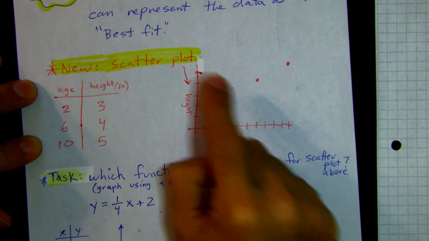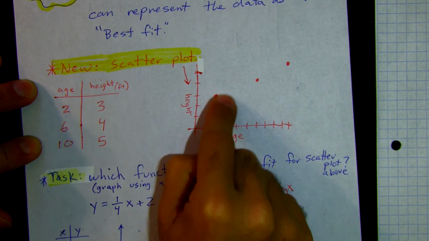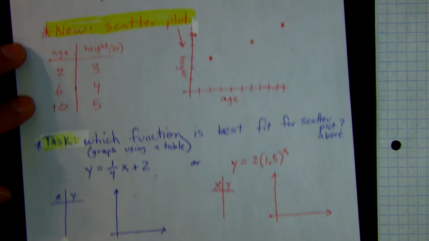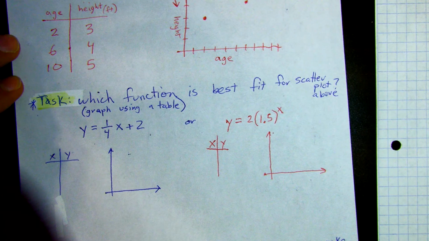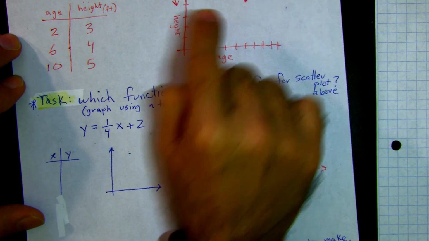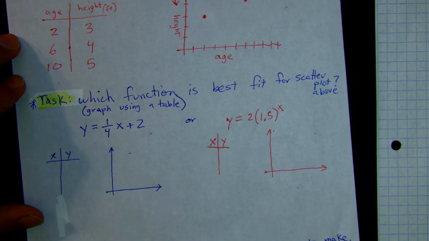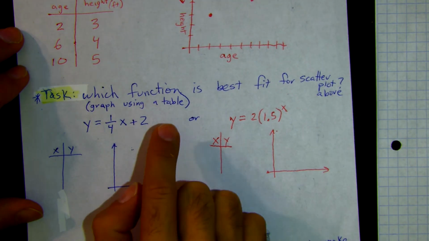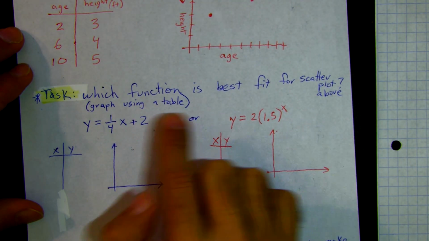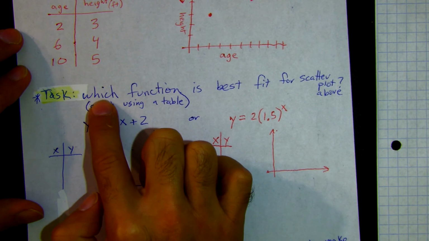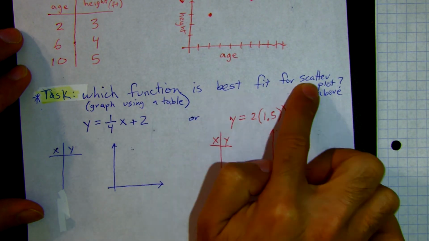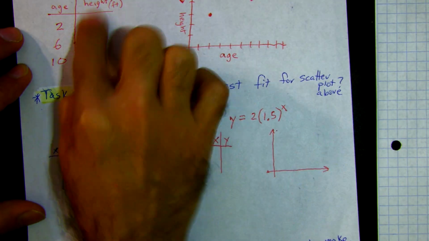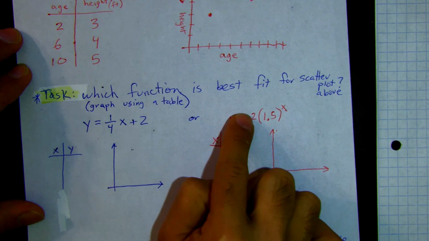Now watch. Because we're going to be given the data, plotting the data points is something to just do carefully. But then if I look at the task, our task is to see which function is the best fit for the scatter plot above. You'll be given some data, you'll make a scatter plot. You're going to be given two different functions, and you have to decide which function is the best fit for this data.